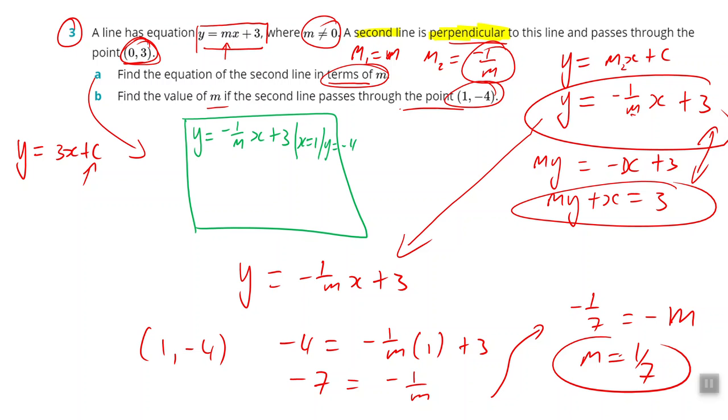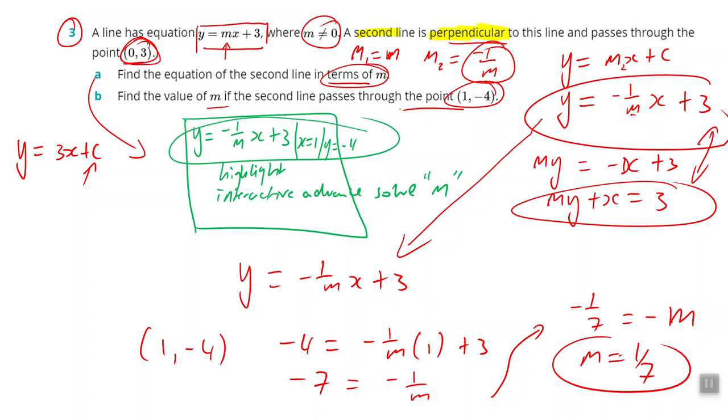Now what we do with that is we highlight it. Highlight, Interactive, Advanced, Solve for m. So that's basically how you approach questions like this. What this is doing is subbing in x equals 1 and subbing in y equals -4, and then rearranging and solving for m like we just did by hand.